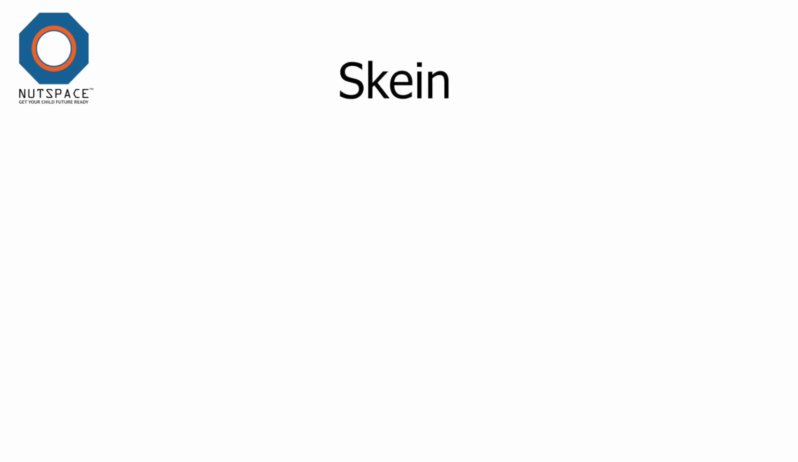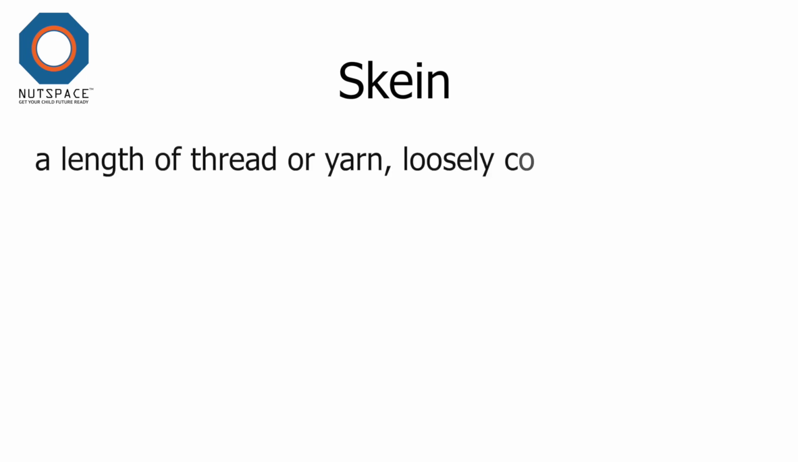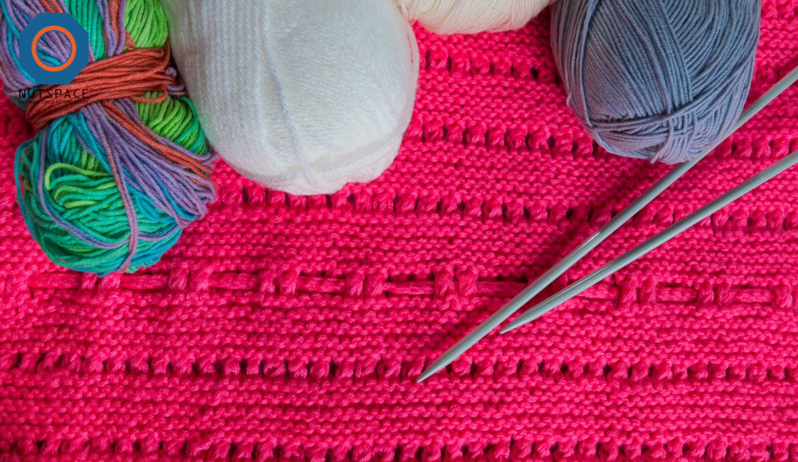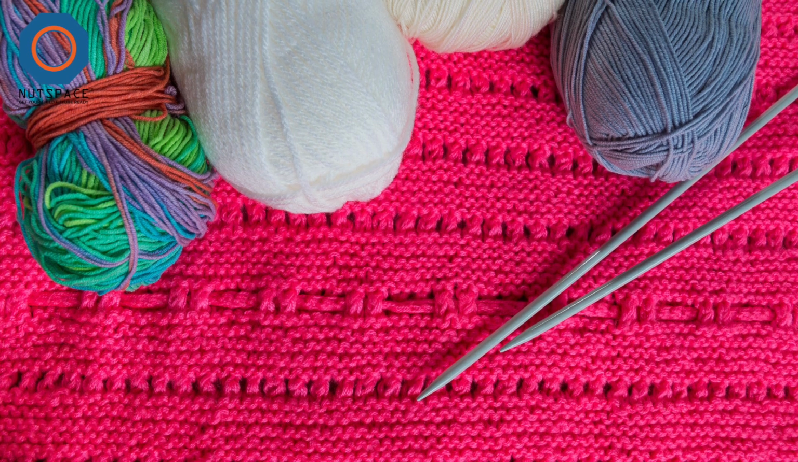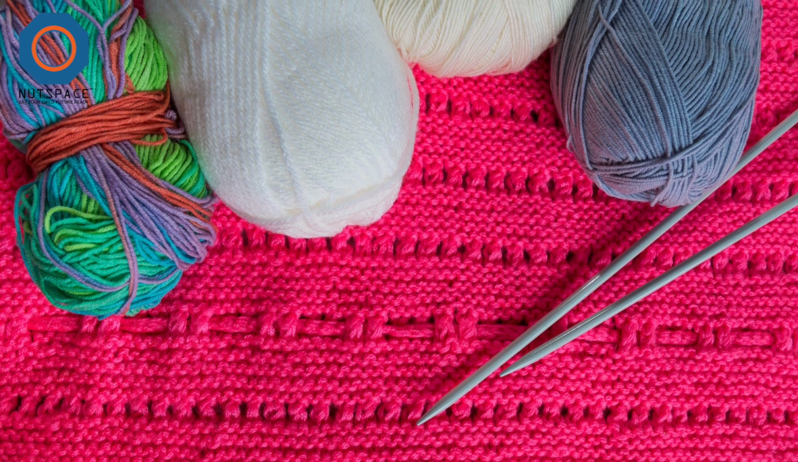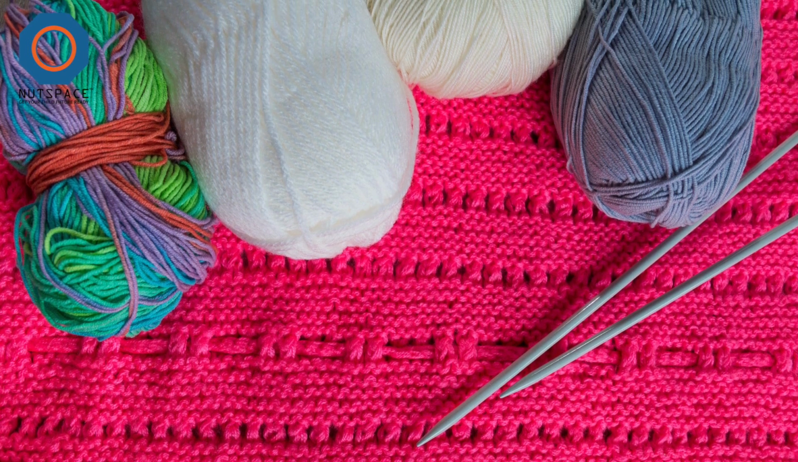Skein. A length of thread or yarn loosely coiled and knotted. Look at these skeins of wool rolled together. Look how they are coiled and knotted together into a bundle.